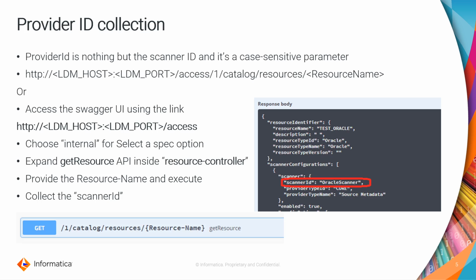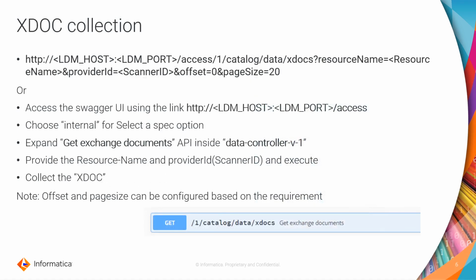We have to select the spec as internal, and under the resource controller section we'll have a get resource API, which is like this. We provide the resource name, and executing will give us the scanner ID. As you can see, this is one of the test Oracle scanners that I have scanned, and this is how the scanner ID looks, which is nothing but the provider ID. This provider ID will be used further in the XDOCs APIs which we'll see.